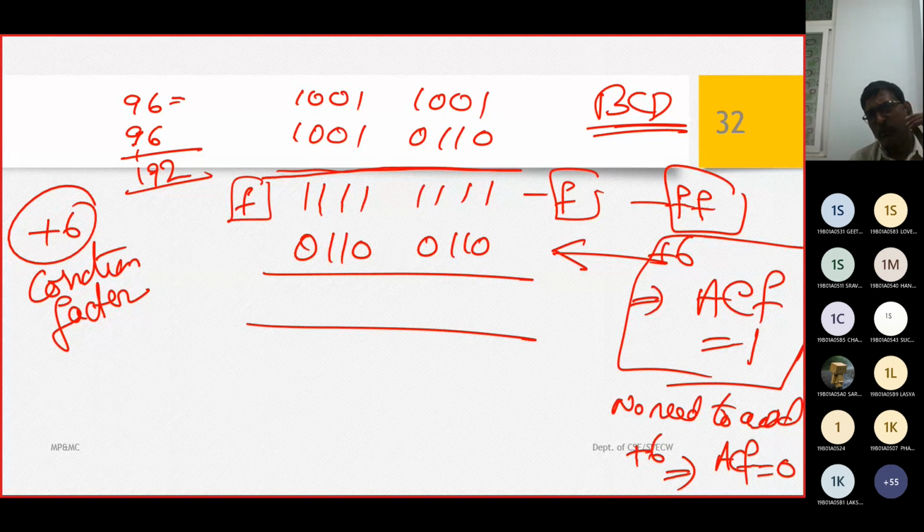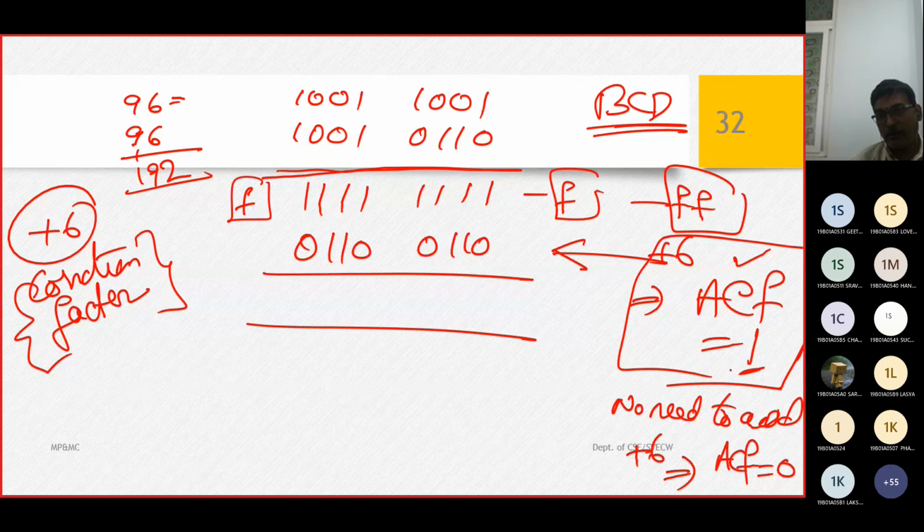Now what the CPU should do is use a correction factor, and it is going to add plus 6 there. Adding plus 6, how is it doing? It is going to be done with the auxiliary carry flag. So when the auxiliary carry flag is set high, then we are going to assume there is a carry.